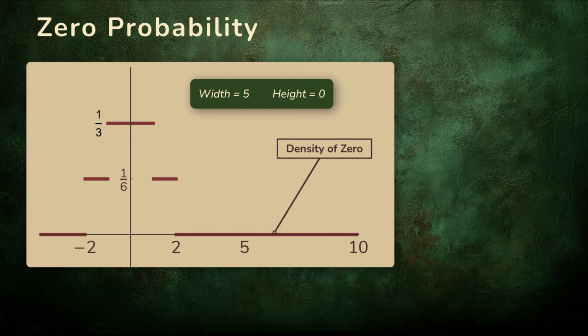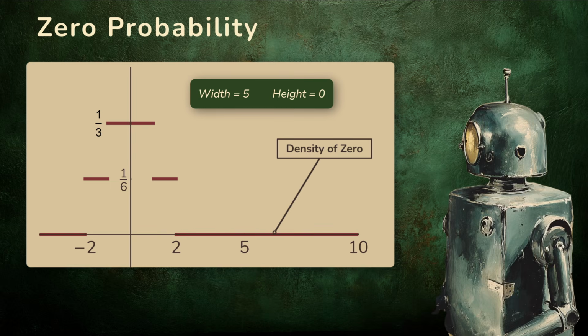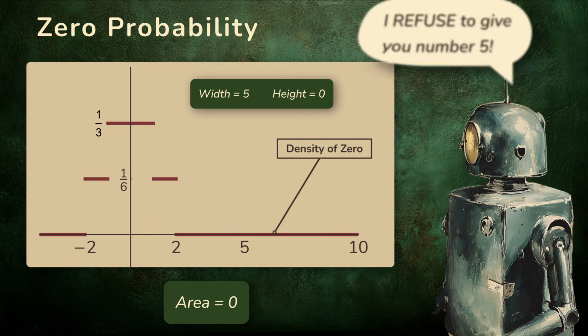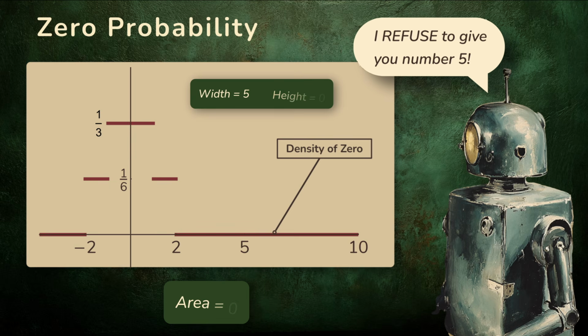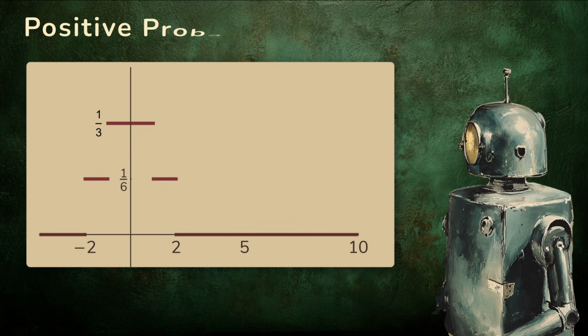So it's not really a rectangle, but please play along. The area of this squished rectangle is 0, so the probability of our random number machine giving us a number in this range is 0. What is the probability of getting a positive number?